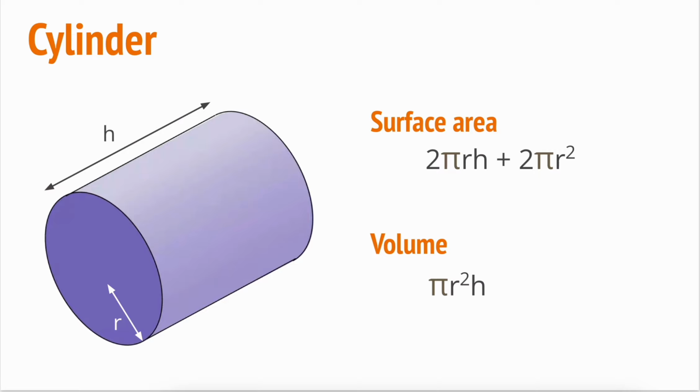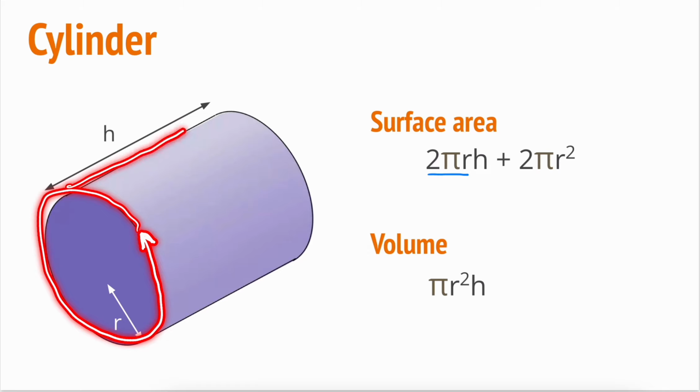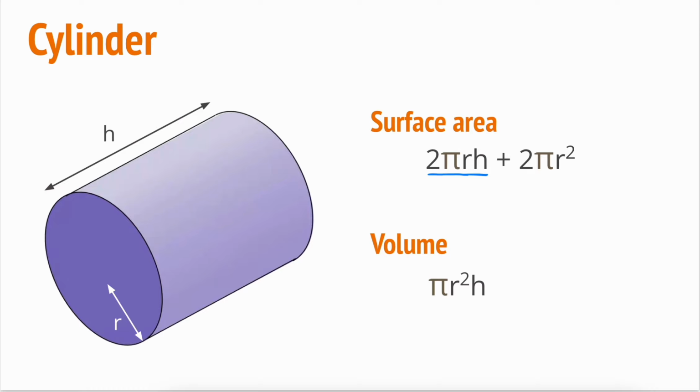Now, the first part of the surface area formula is the curved surface area. So this is 2 pi r, which is the circumference of a circle, times the height of the cylinder. So this is essentially working out the piece of paper that we've rolled around the edge. One dimension of that rectangle is the circumference, and the other dimension is the height of it. Okay, so that's the curved surface area.